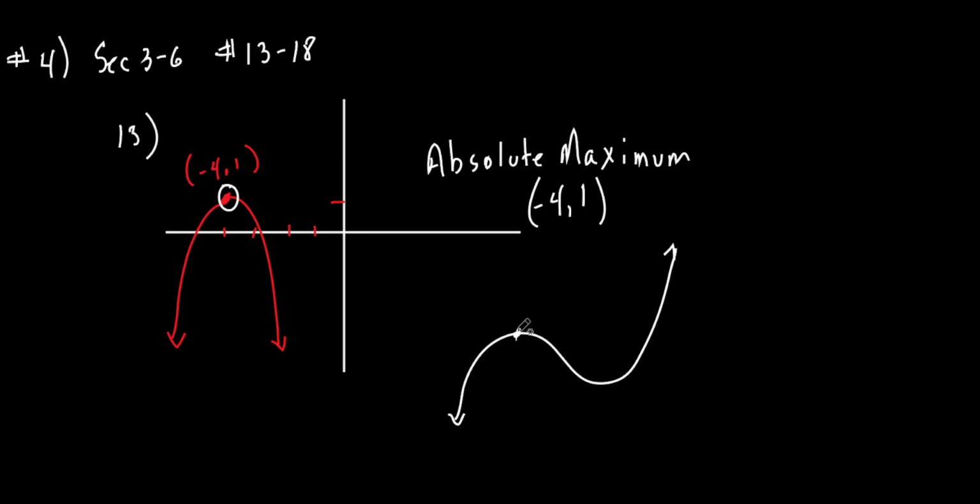This would be a maximum, but it would be a what? A relative maximum, all right? Because remember, it's not the highest point on the y-axis at all. It keeps on going up here. So it's not the absolute maximum. That would be a relative maximum. What would this be right here? So it'd be a relative minimum.